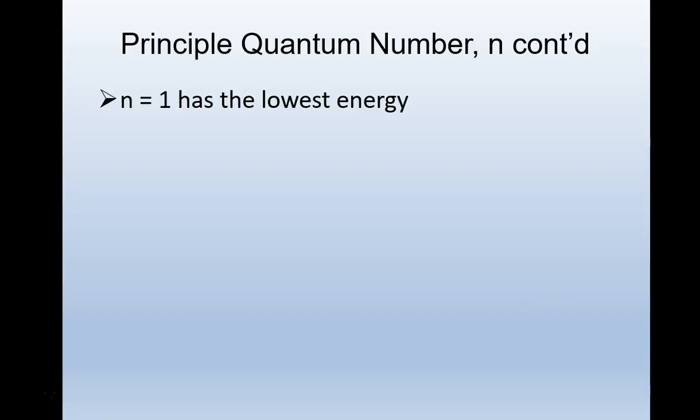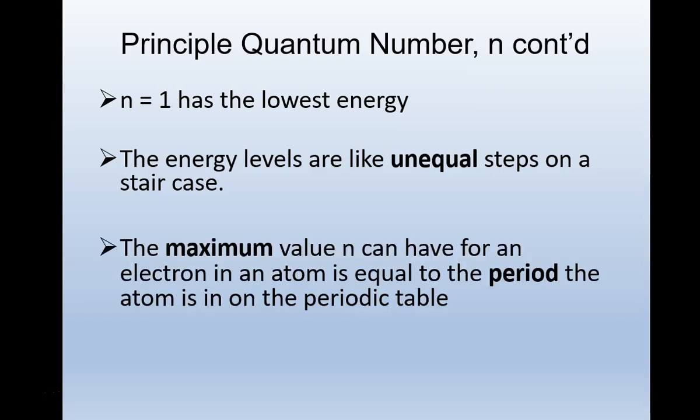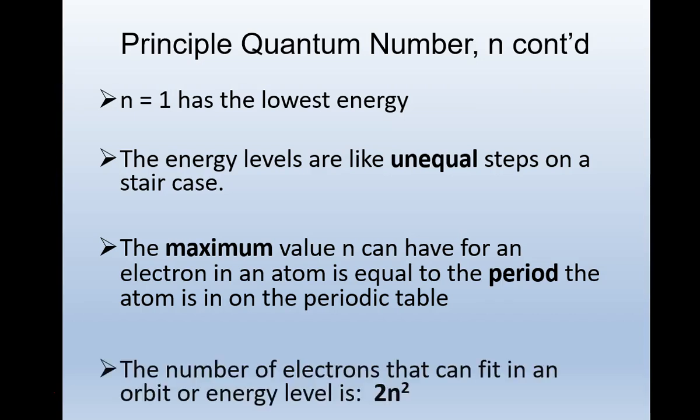n1 has the lowest energy. So the energy levels increase as the number of n increases. The energy levels are like unequal steps on a staircase. The maximum value n can have for an electron in an atom is equal to the period the atom is found on in the periodic table. So you would have to find a specific element in the periodic table, and depending on the row or period, that would define the maximum value of n. The number of electrons that can fit in an orbit or energy level is 2n to the second power.